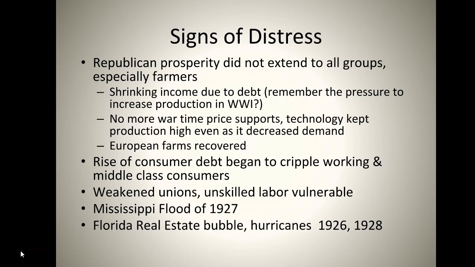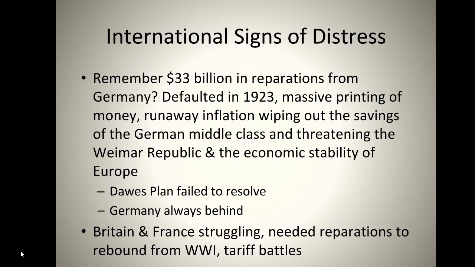You throw into this the Mississippi flood of 27 and the Florida real estate bubble with hurricanes in 1926 and 28. So we begin to have huge segments of the population that can no longer participate in the economy. And by participating in the economy, I mean people who can't go to the store and buy stuff, right? They can't show up and buy goods and services. And, whether you're talking about your middle class family that's maxed out on debt, or whether you're talking about some kind of upper middle class guy that's invested in Florida real estate that loses his savings, all of these people are going to start to have trouble participating in the economy.